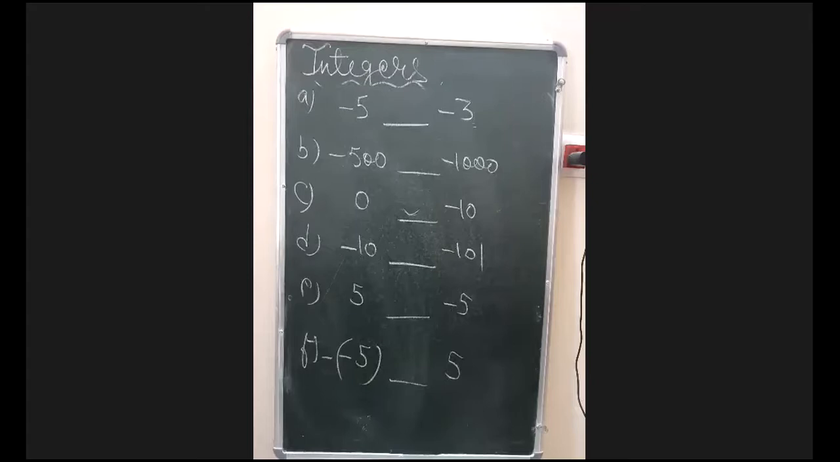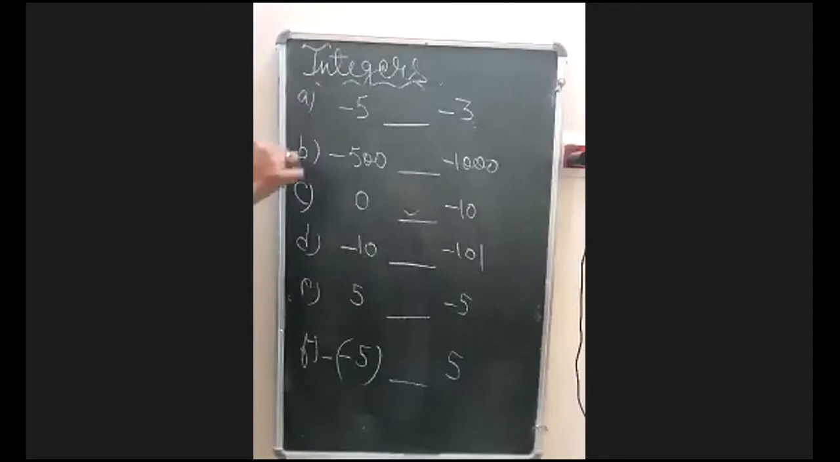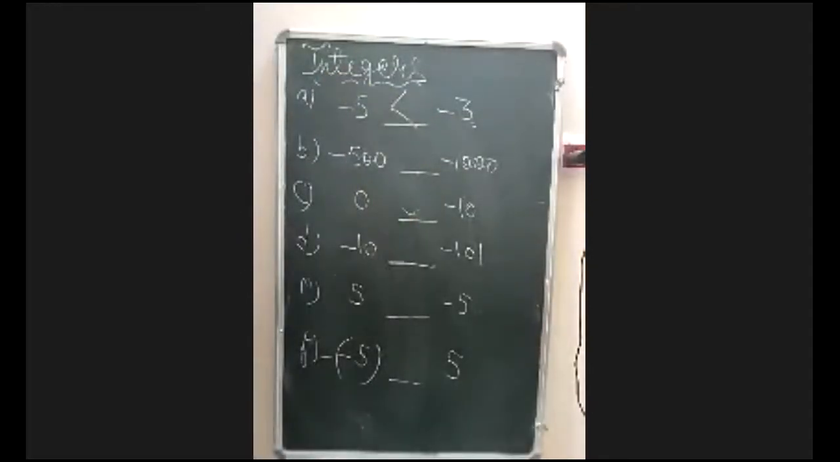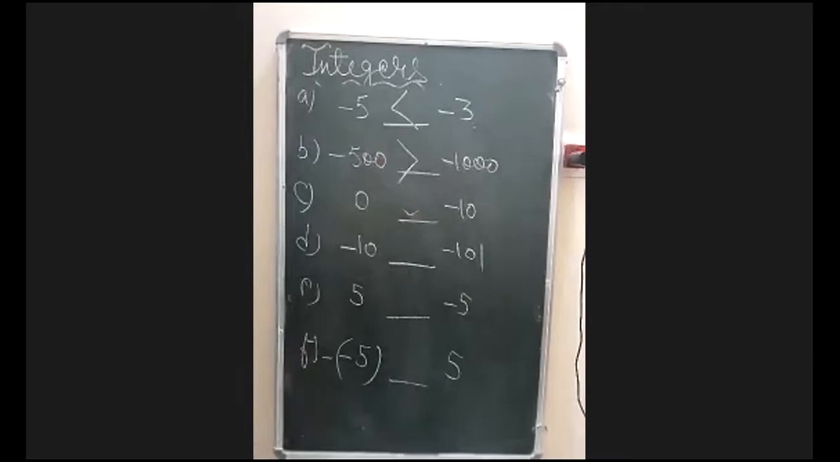So here you can see I have given you many questions related to comparison where you have to put the sign of greater, less or equal. The first one, you must be knowing, is -3 and -5. So -3, obviously, will be greater because it will be on the right hand side. Then -500 and -1000: obviously -500 will be greater here.